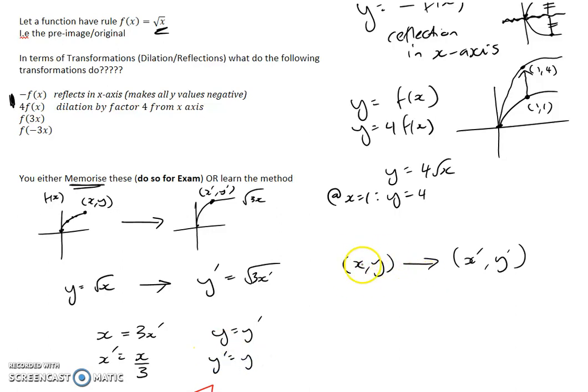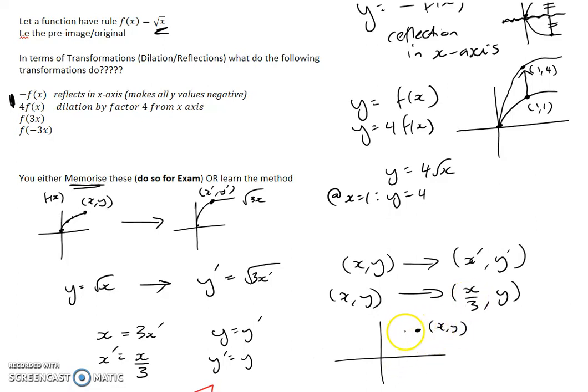So every single xy coordinate has been mapped to x on 3 and y. So every single x coordinate has been multiplied by a factor of a third. And what does that look like? Well, you have some xy coordinate here. If you multiply that by a third, it's going closer to the y-axis. So x on 3 and y. It's going like that. And that's a dilation by a factor of a third from the y-axis.